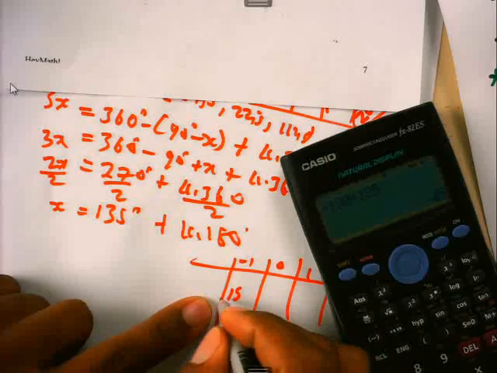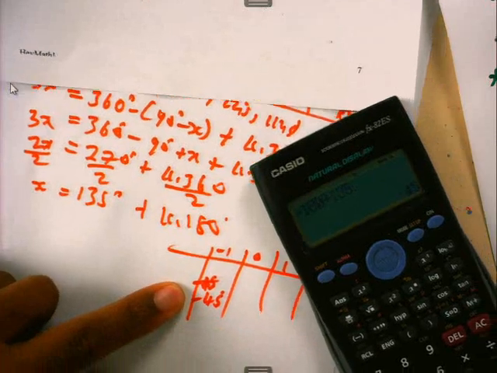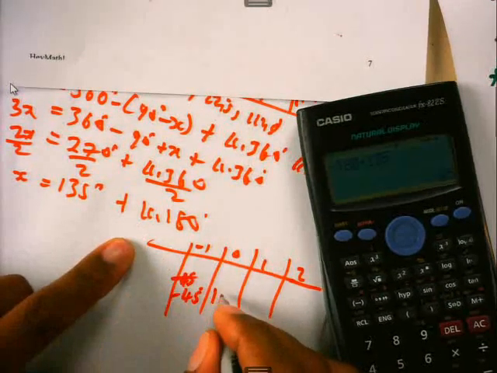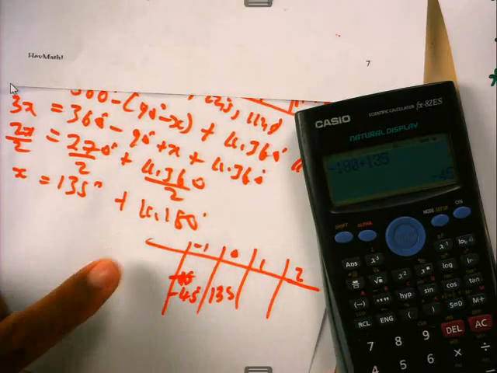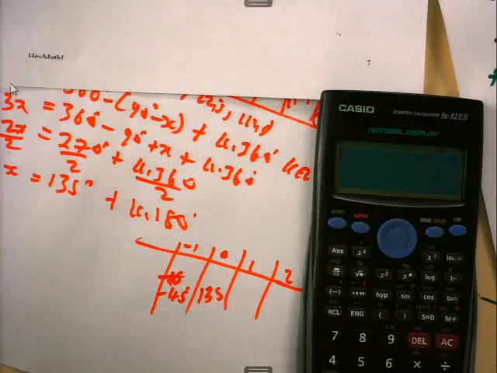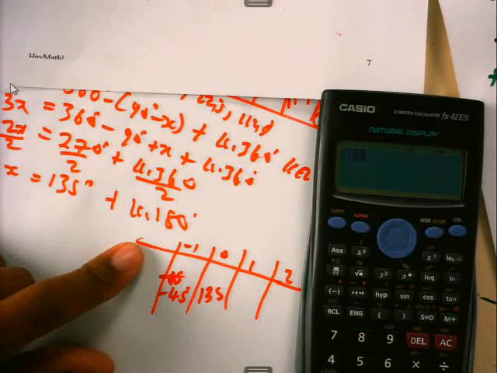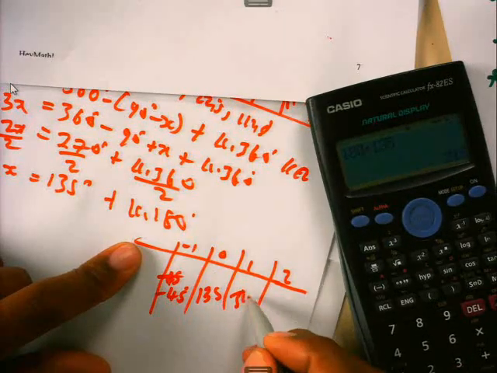Minus 45. Yes, that is minus 45. Let me write it here. And now for 0, we have 135 because k is 0. But if k is 1, then immediately I can see this one is going to be more than 180, because it's going to be 180 degrees plus 135. Then, of course, the answer there is 315.